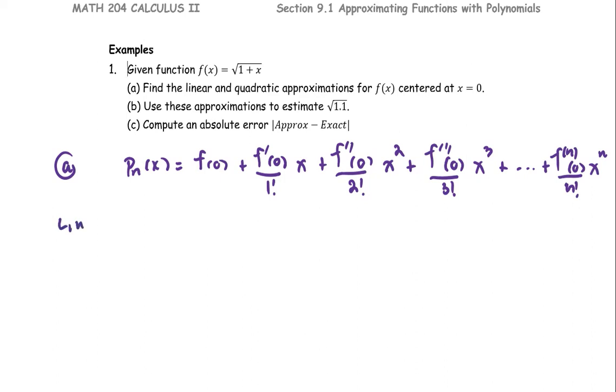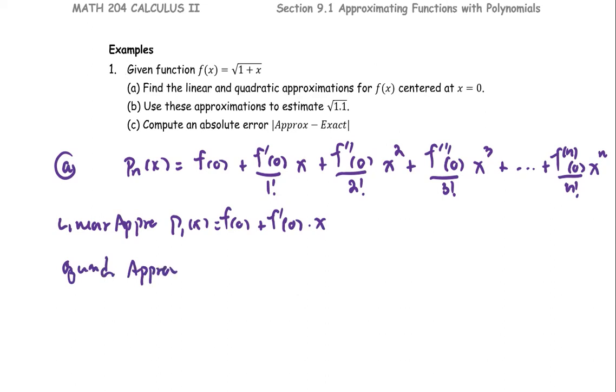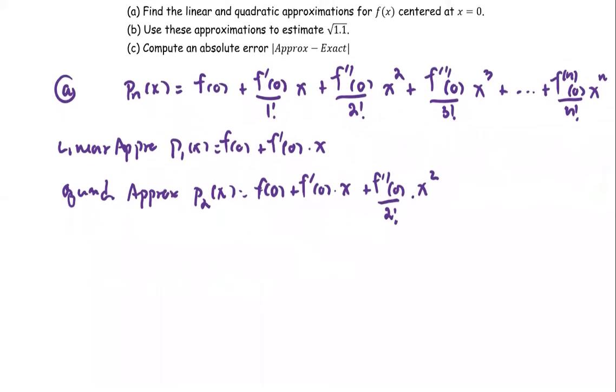For the linear approximation, P1 of x equals f at 0 plus f prime at 0 multiplied by x, and the quadratic approximation P2 of x is f at 0 plus f prime at 0 times x plus f double prime at 0 divided by 2 factorial times x squared. So we're going to need the function at 0, the f prime at 0, and the f double prime at 0 for these two approximations.